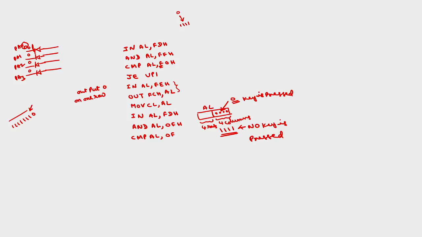After ANDing, if I get 0F, what does it mean? These 4 bits are all ones, so no key is pressed. So jump on equal, if this is true, means no key is pressed, so you have to go to the next row. If they are not equal, a key is pressed, and we have to decode.